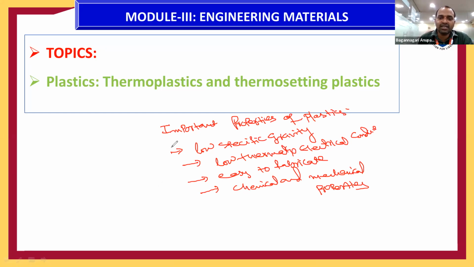You see, students, the important properties of plastics are low specific gravity, low thermal and electrical conductivity, easy to fabricate, that is easy to mold, and good chemical and mechanical properties. When we are storing any chemical, it does not undergo any deformation or disintegration, so that means it has good chemical and mechanical properties. Plastics are easily molded when we apply pressure and heat. These are the important properties of plastics.